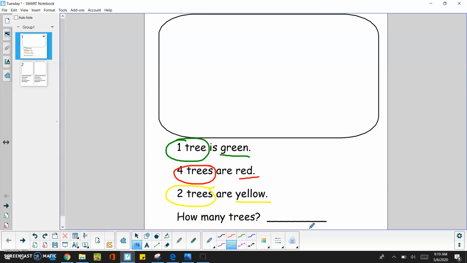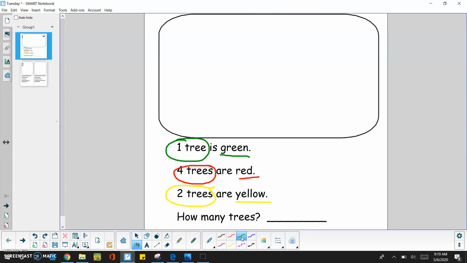So let's draw a picture. Remember, what do we use when we draw those math pictures? That's right, we use circles, sticks, sometimes squares, because we don't want to get bogged down in trying to make a perfect tree. We're just trying to do a quick math picture to help us show what we're thinking. So I'm going to use sticks for this today because trees are kind of tall like a stick.